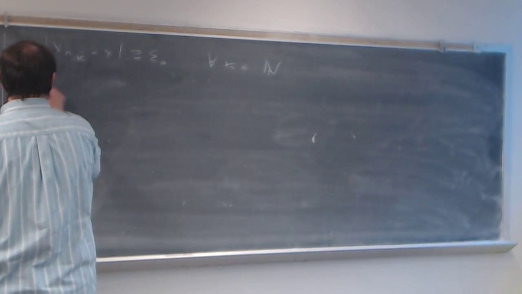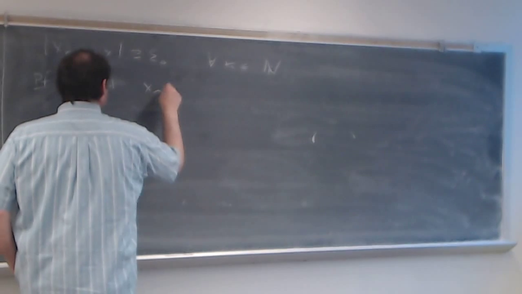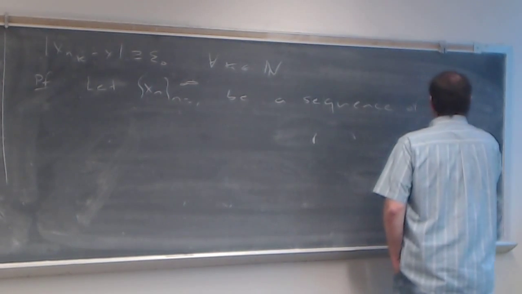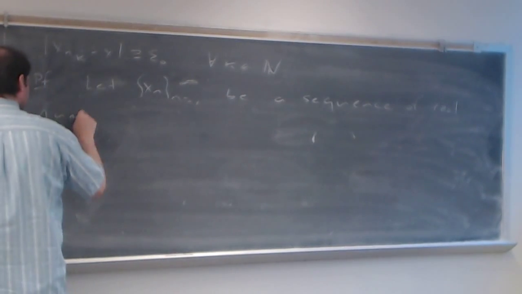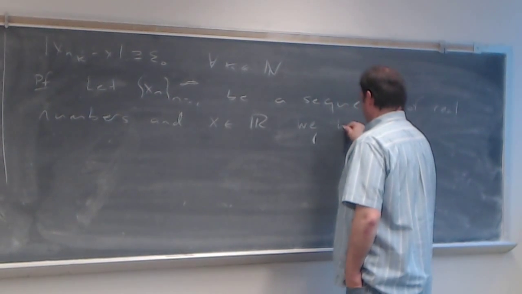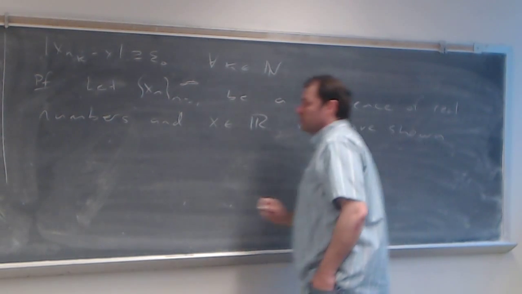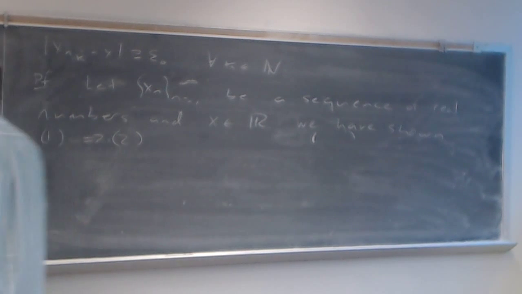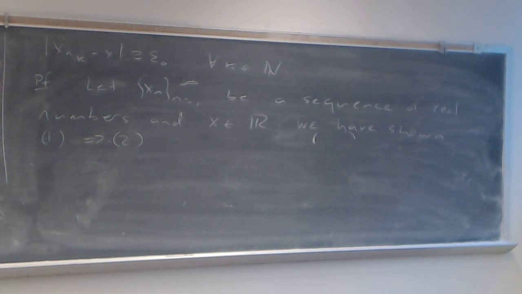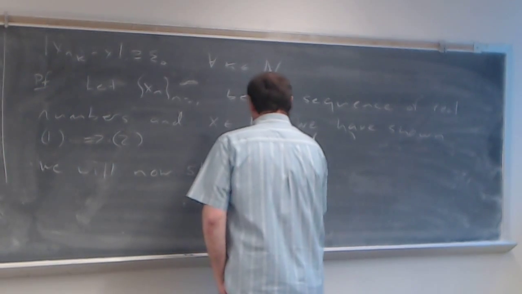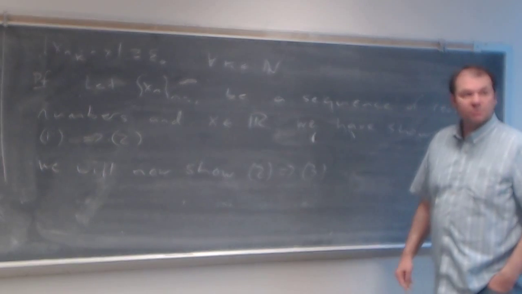We have shown some proof. We're going to say let x of n be a sequence of real numbers, and x be an element of the real numbers. We have shown last time that if you have one, the first statement, that implies two. Okay, we've already shown that. What we've got to do next is show two implies three, and three implies one. That's what our job's going to be. We will now show two implies three.